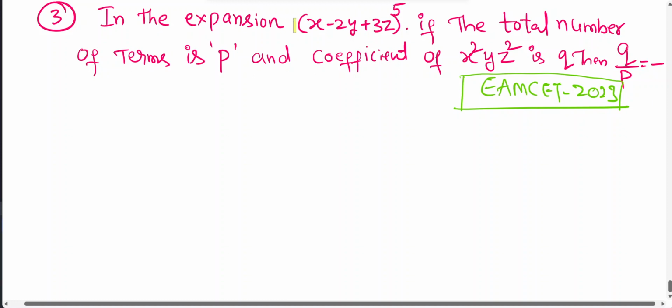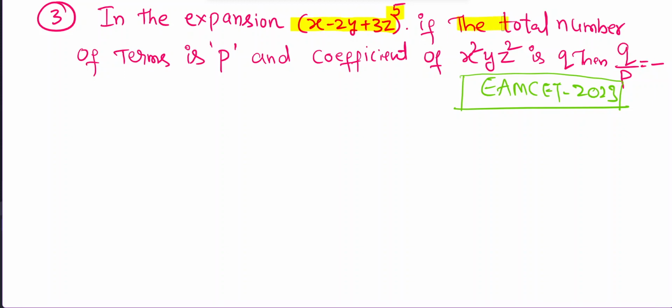Here is given the expansion (x - 2y + 3z)^5. If the total number of terms is p and the coefficient of x^2 y z^2 is q, then find the value of q by p. This is the question. Here p is the total number of terms in the expansion.